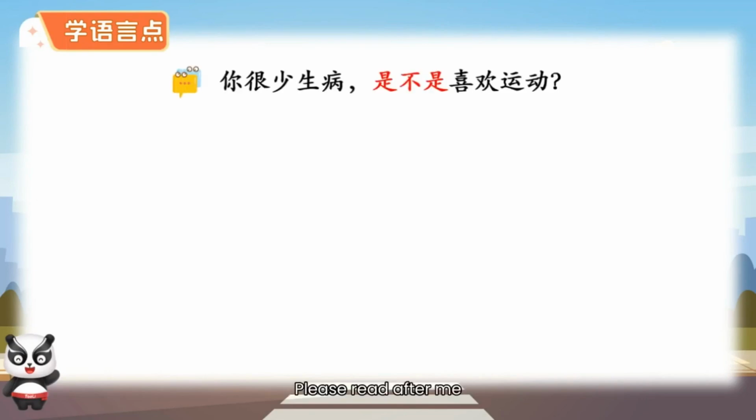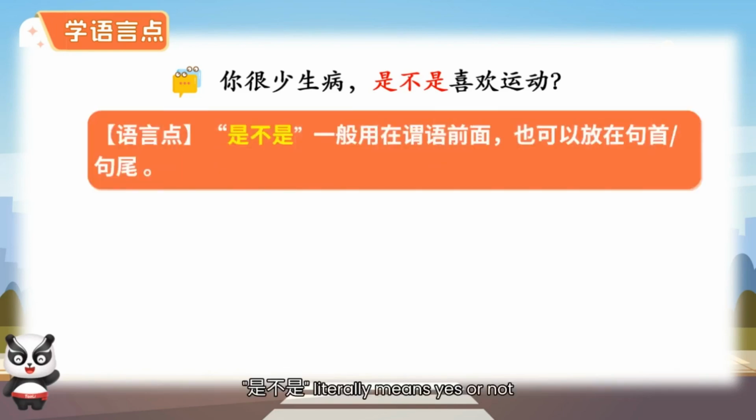Please read after me. 你很少生病，是不是喜欢运动？ Do you know what's the meaning of this sentence? Yes, you rarely get sick. Is it because you like to exercise? Here, the red word 是不是 is the symbol of a question sentence. 是不是 literally means yes or not, usually used before the predicator or at the beginning or end of a sentence.